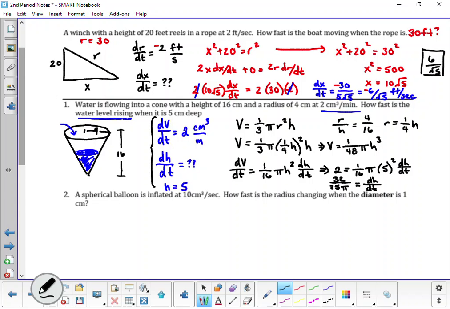And what are the units of my dH/dt? H is in centimeters, and time is in seconds. So we'll go centimeters per second. It's not minutes.